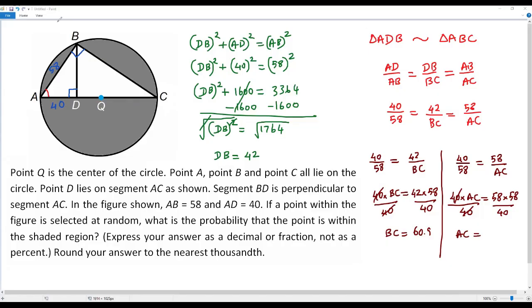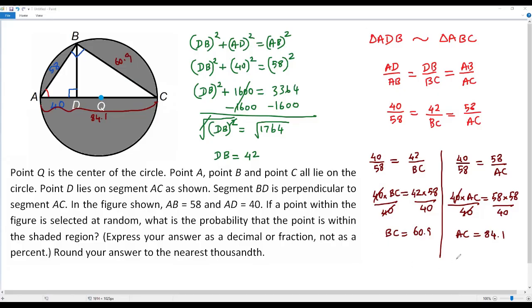Now let me evaluate the value on the right side. That is 58 times 58, that is 3364. It has to be divided by 40. Then I'm getting 84.1. Here I got the length of the diameter, that is 84.1, and also I have the length of the leg BC of the right triangle ABC, that is 60.9.